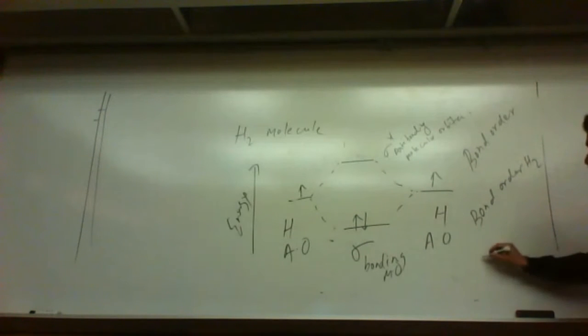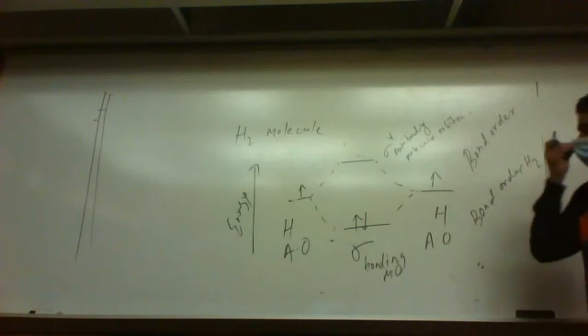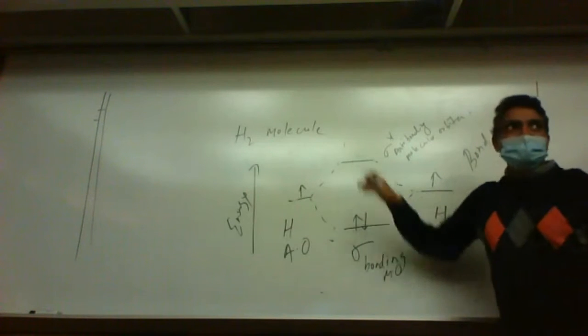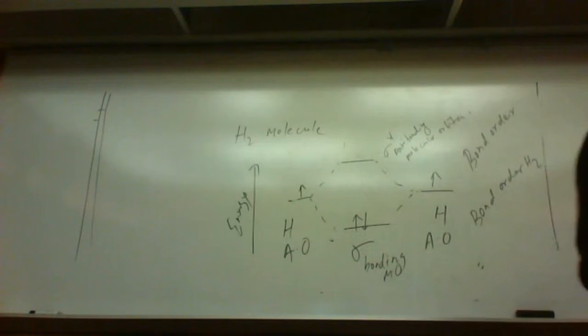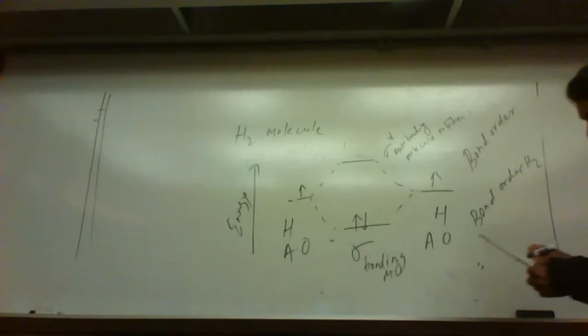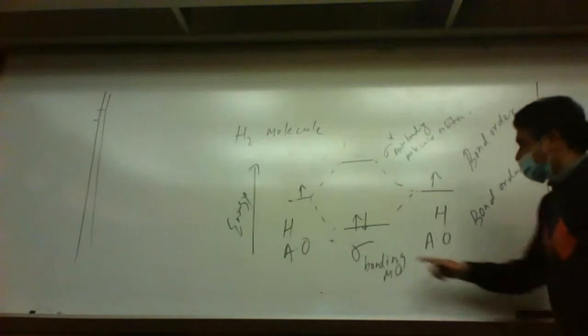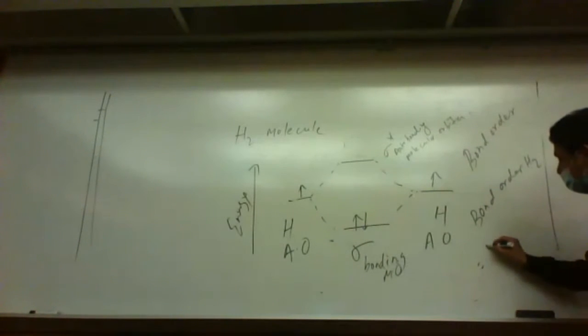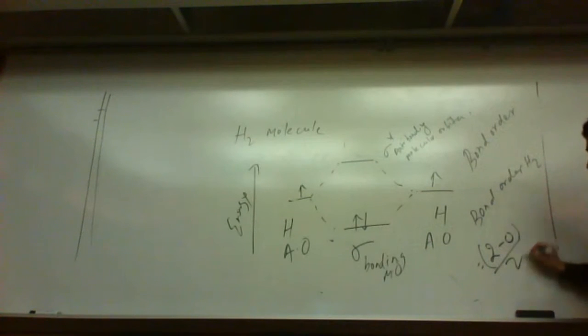Bond order in hydrogen: count the number of electrons in bonding, count the number of electrons in anti-bonding, and then divide by 2. That is the bond order. Electrons in bonding is 2, electrons in anti-bonding is 0, and then you divide by 2. So 2 by 2 is equal to 1. The bond order of hydrogen is 1. So if hydrogen atoms come together and sit together, the bond between them is 1. Make sense? That's called bond order.